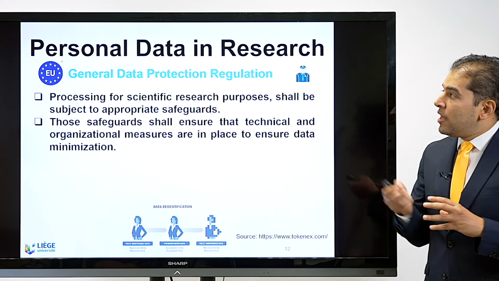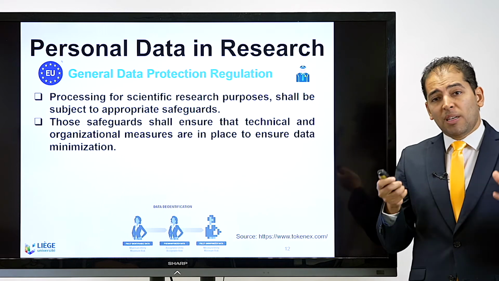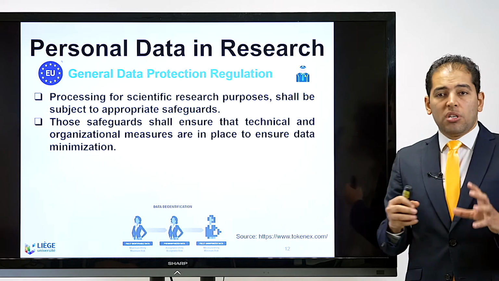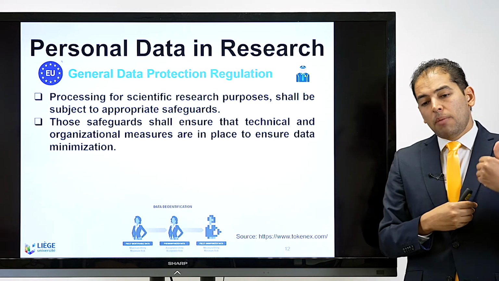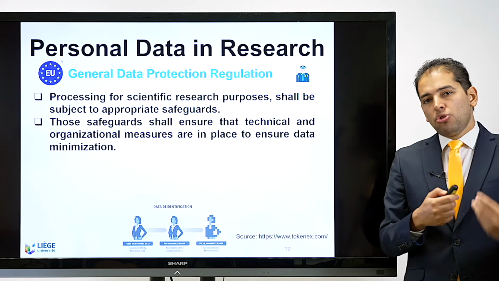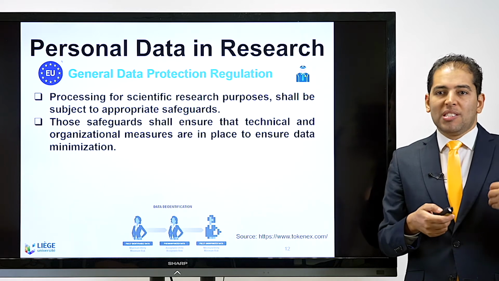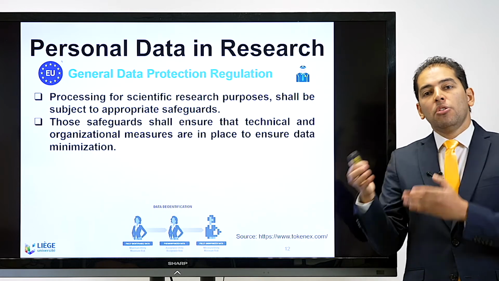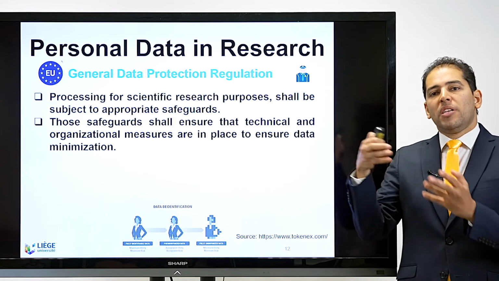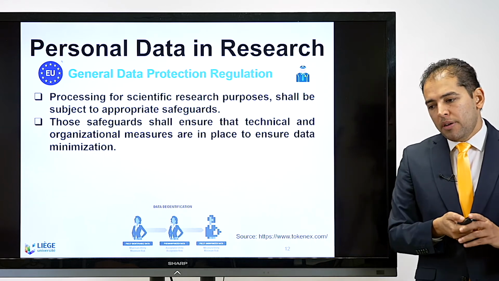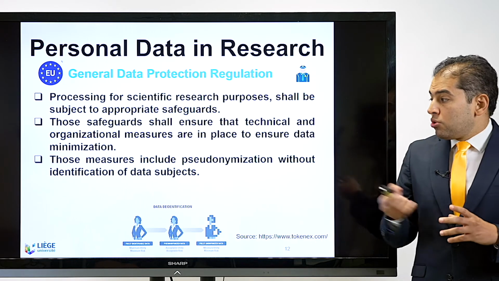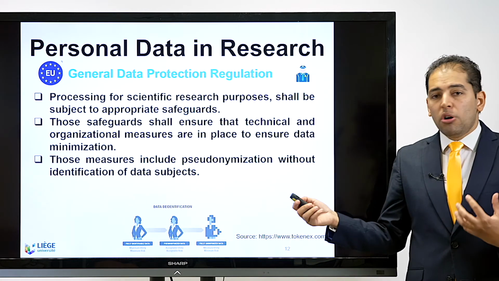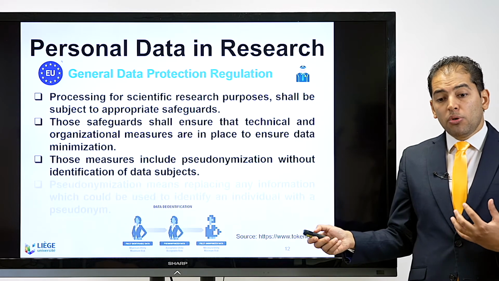Those safeguards, like the DPO or the data protection officers, shall ensure that technical and organizational measures are in place to ensure data minimization, because actually this is the best practice. If you minimize data from the beginning, you have less to protect, less to encrypt, less to take care of. And for sure, those measures include pseudonymization without identification of the data subject. So it's very important to take this into account.